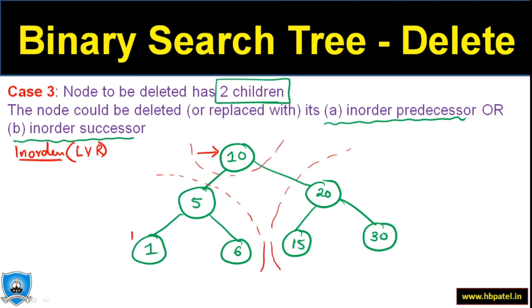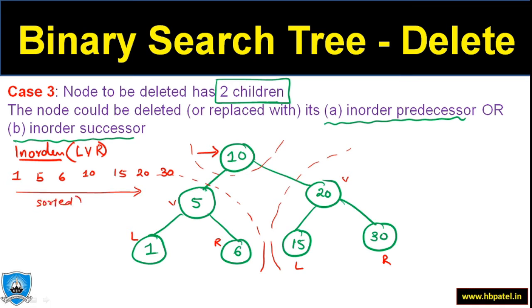So in left also I am having LVR. So you can see 1 5 6. Then after L is over, go to vertex 10, and then let us come down again over here on the right hand side, and again LVR. So it's 15 20 30. So if you carefully look at it, this is nothing but a sorted list, because if we do the in-order traversal of any binary search tree, you are going to get a sorted list.